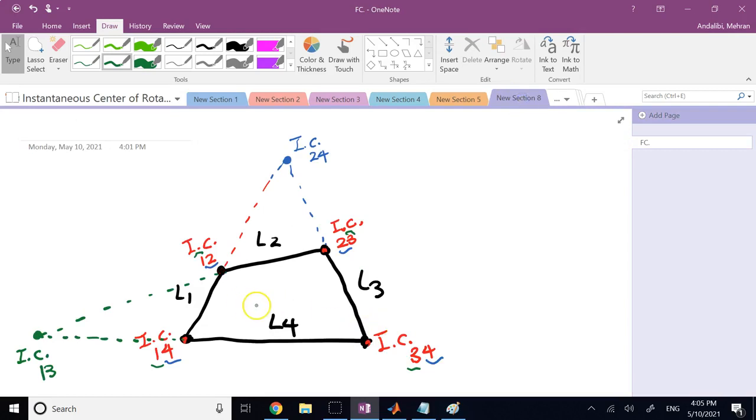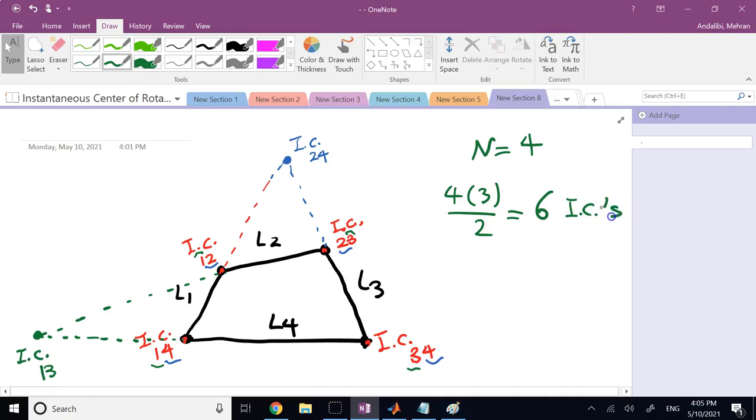I have 4 members, so n here is 4. So the number of ICs is equal to what? N times n minus 1. So it's 4 times 3 divided by 2. So I should have 6 ICs. Do you have 6 ICs? Yes. If you see here, 1, 2, 3, 4, 5, and 6.